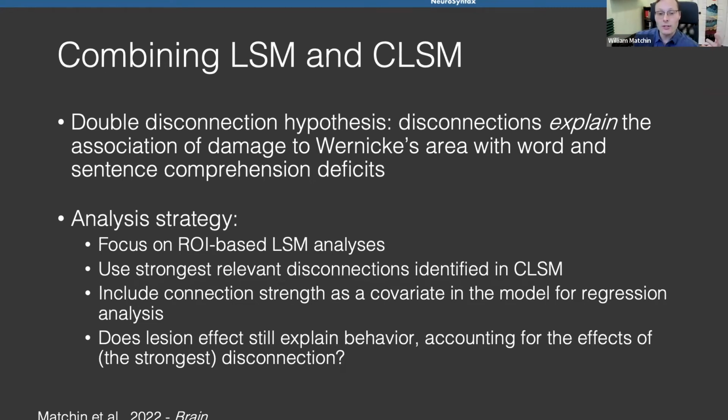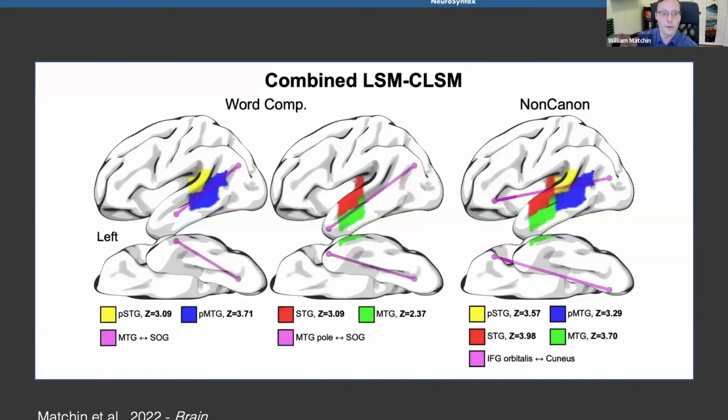So what we do basically is, we test that by including disconnection strength, or the degree of disconnection, or connection strength, if you want to think about it that way, as a covariate in the model. And then we ask the question, do we still get a lesion effect when we incorporate disconnection strength as a covariate, right? What is the lesion effect above and beyond the effect of disconnection? And basically, we take the single strongest disconnection for each of those measures and perform the analysis.